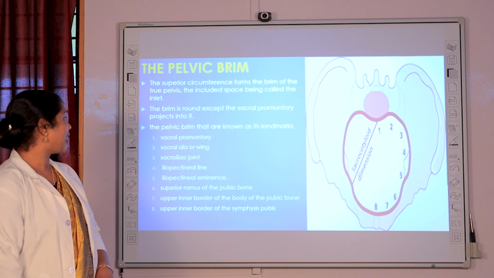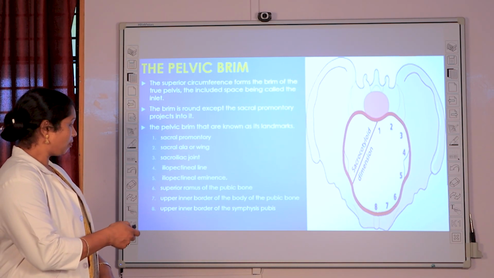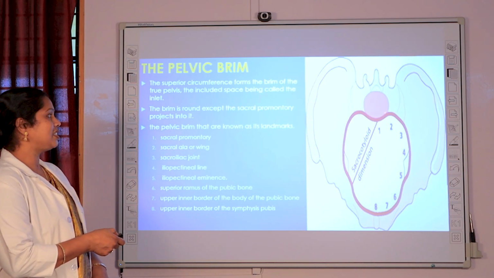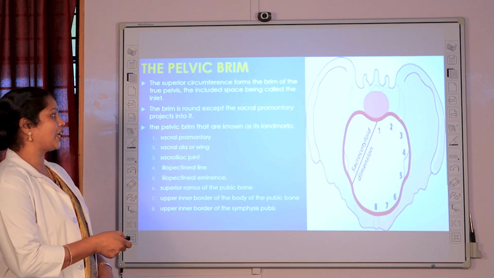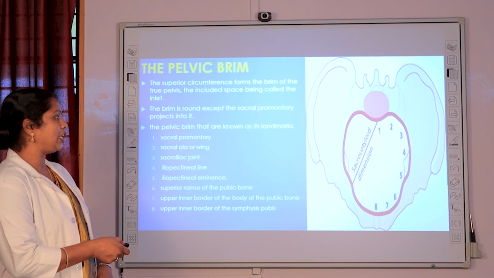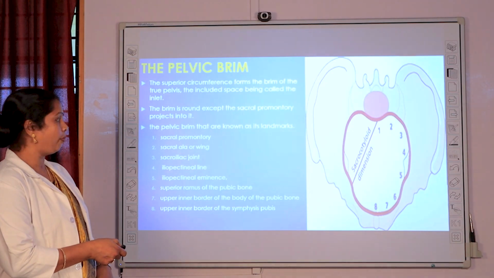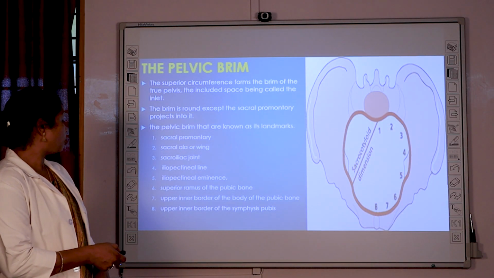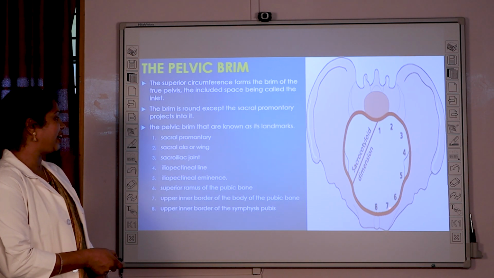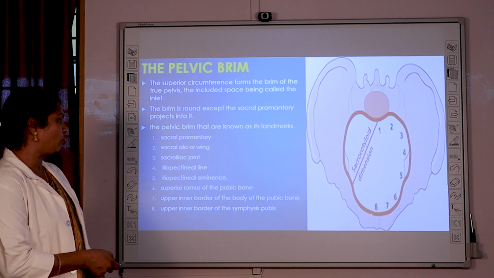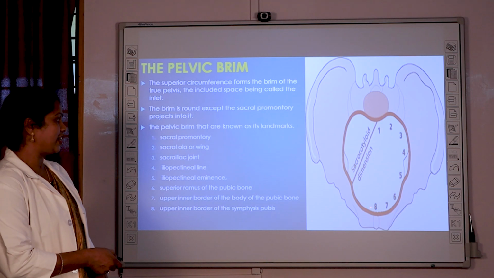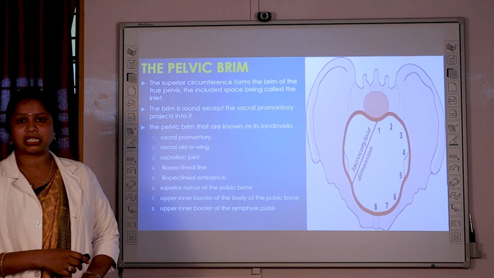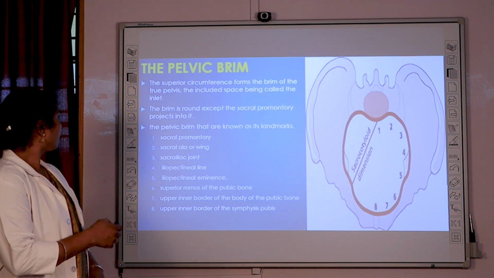First one is the sacral promontory. Second one is the sacroalar wing. Third one is the iliopectineal line. Fourth one is the iliopectineal eminence. Fifth one, the superior ramus of the pubic bone, upper inner border of the pubic bone and upper inner border of the symphysis pubis. These are all the 8 landmarks present in the brim.